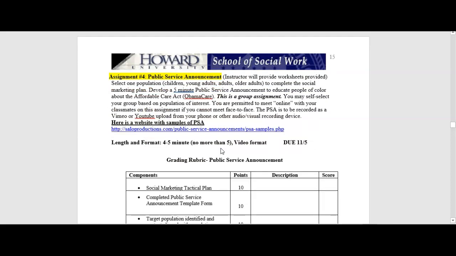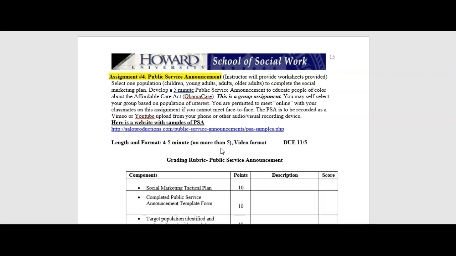Public service announcement. You will be using the groups that you were set up in early in the course for support, peer support, to develop a public service announcement. Select one population, either children, young adults, adults, or older adults, to complete a social marketing plan. And that's a way to market your message.